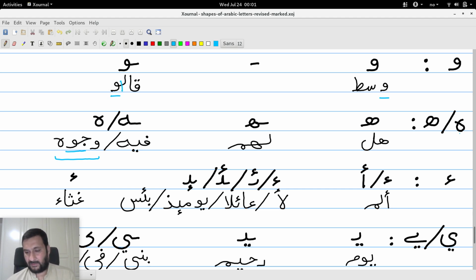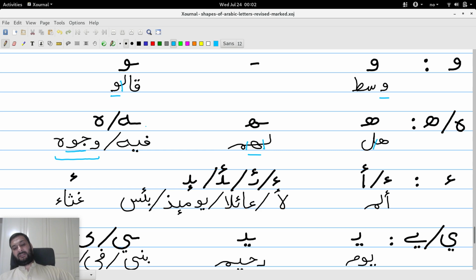Right? Then you have ha. It looks like this, and it also looks like this. Most of the time it will look like this in the beginning and in the middle of the words. So this is ha, ha, and lam. If it's in the middle of the word, it has this shape. So here you have lam, ha, cut it off, and then meem. So here's your ha right here.